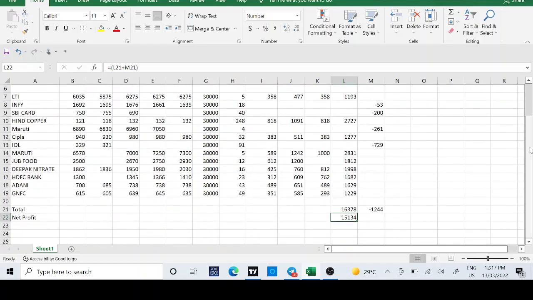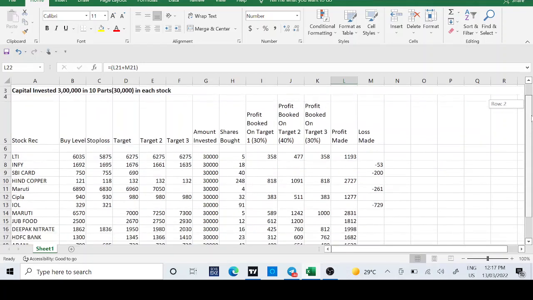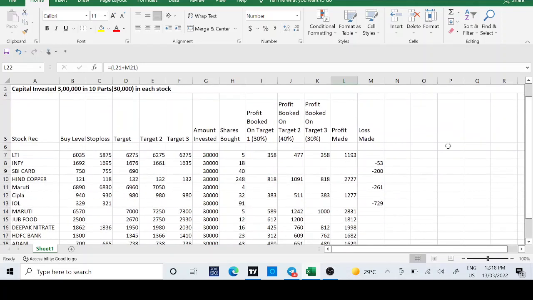Some of you might say you don't get that much time to trade in all the calls. No problem, you take one trade whenever you get time, and when you see another trade at the buy levels, you do that trade, and this way you can maintain an Excel. For all the pro members, if you want this Excel, we can mail you, or you can simply put these stock recommendations, buy level, stop loss, target 1, 2, 3, amount invested, shares bought, and make your own Excel. If you want, we can also mail you that on your respective mail IDs.